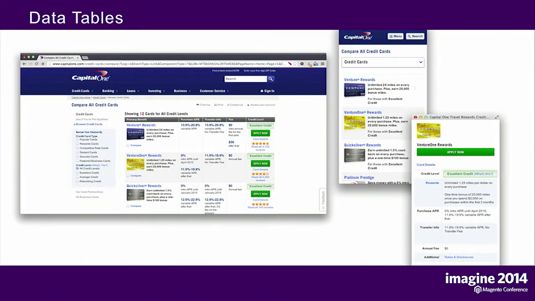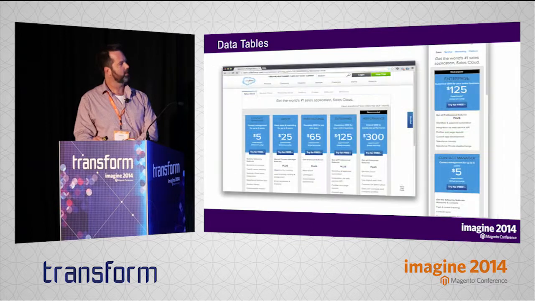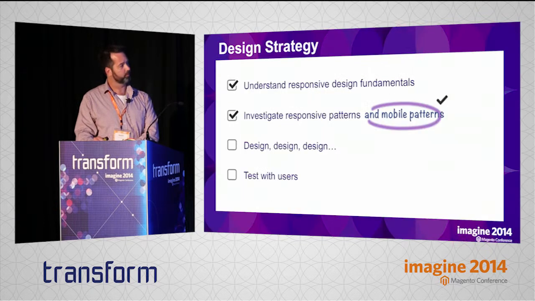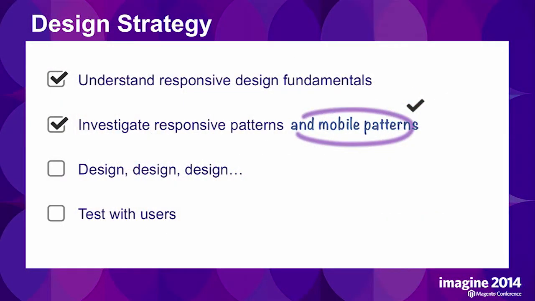Data tables. These are a bit like Sasquatch, actually. They're getting harder and harder to find in responsive sites. Tables are just disappearing. I found this one with Capital One, and the way they solved the data table problem was they took the row on the left, the title row, and they actually made that the primary table in the mobile experience. You click through, you get the rest of the row as another data table. Salesforce.com, they used columns. The columns stack when you go to mobile. So check, responsive patterns and mobile patterns.